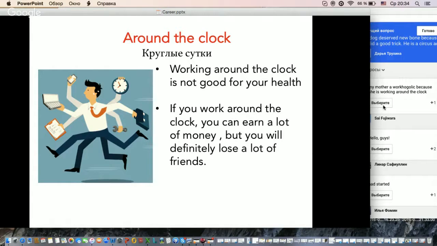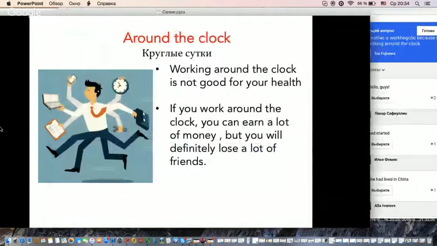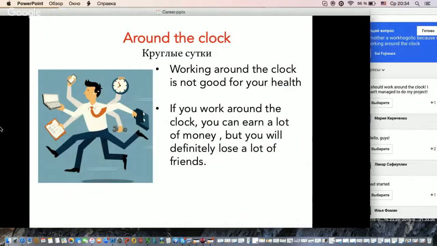But please don't miss the verb to be. So my mother is. All right. Do you work around the clock? Or maybe you do something else around the clock. Maybe you look after your children around the clock.